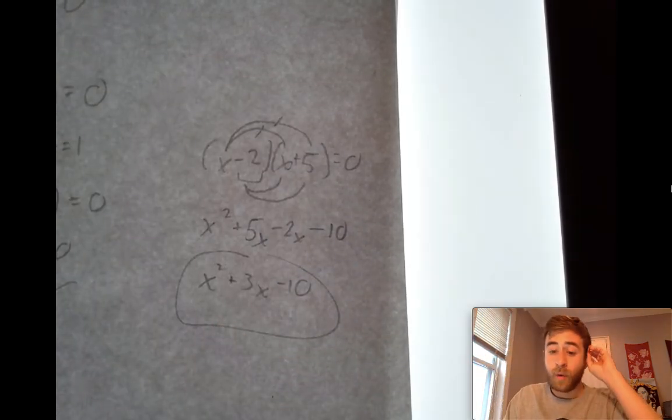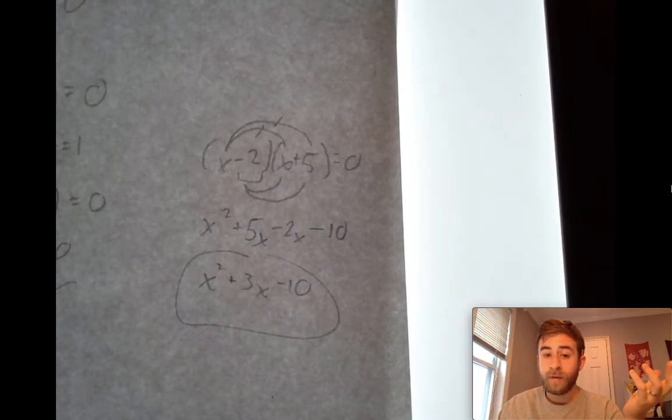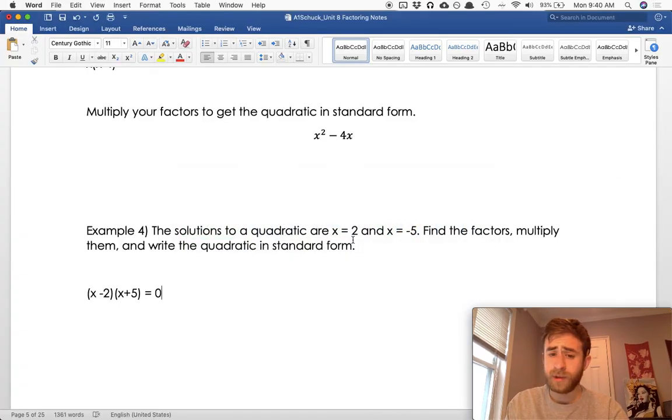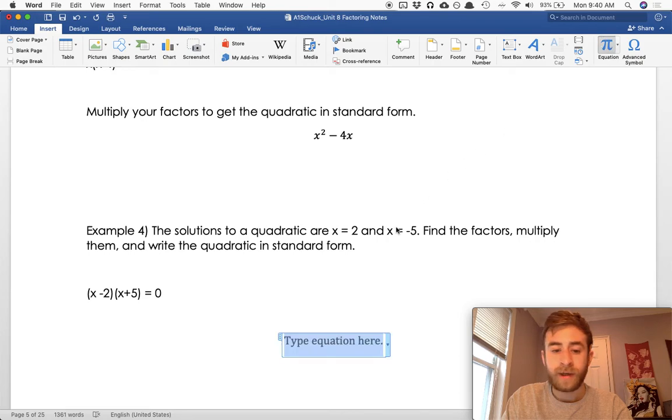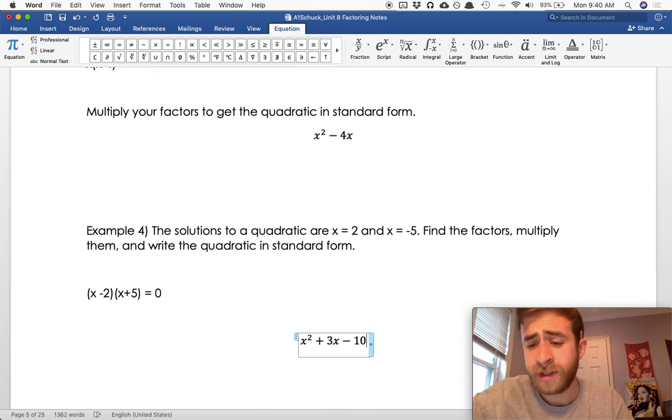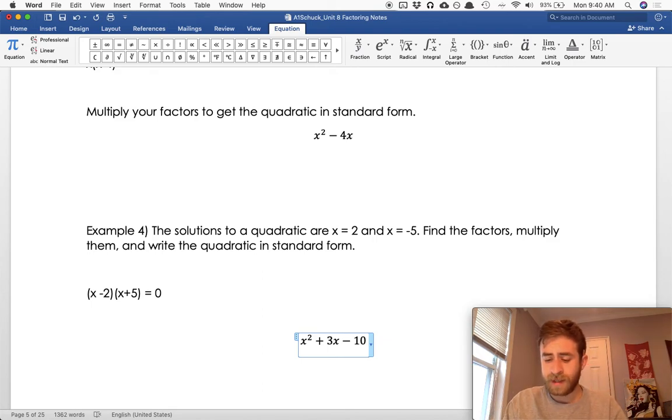So there's my full quadratic form of the quadratic whose solutions are x equals 2 and x equals -5. Let's do another quick little equation here just so you can see it nice instead of my handwriting. So I know the answer is x squared plus 3x minus 10. And just to finish this lesson all the way out, the final little thing that we'll do here is try it out in the calculator.